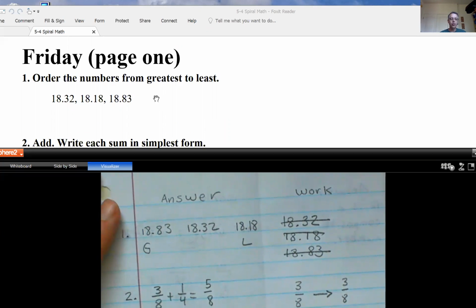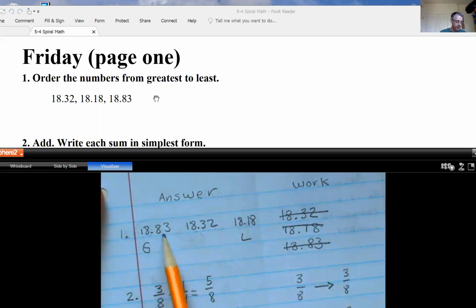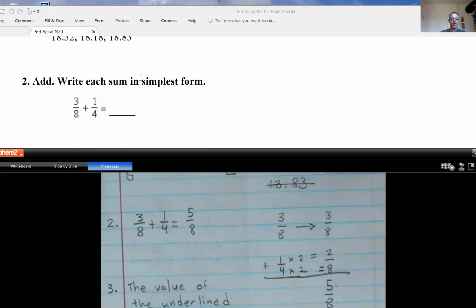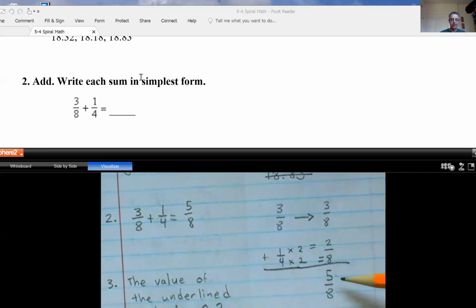For number one, ordering the numbers from least to greatest or greatest to least, make sure you put everything in, lining those decimals up. Greatest is 18 and 83 hundredths, then it's 18 and 32 hundredths, followed by least, which is 18 and 18 hundredths. To add the fractions next, 3/8 and 1/4, you're going to end up with 5/8. You do that by turning 1/4 into 2/8 and then adding the numerators up to get 5/8.